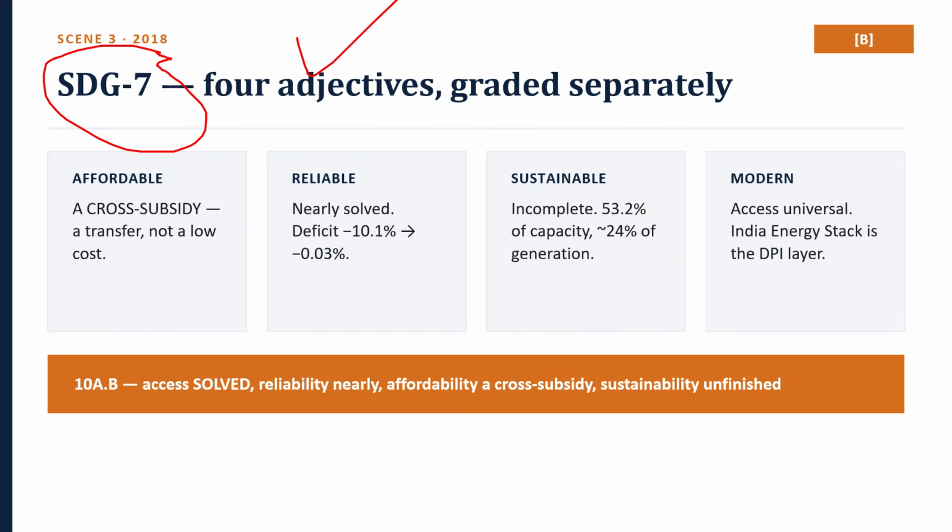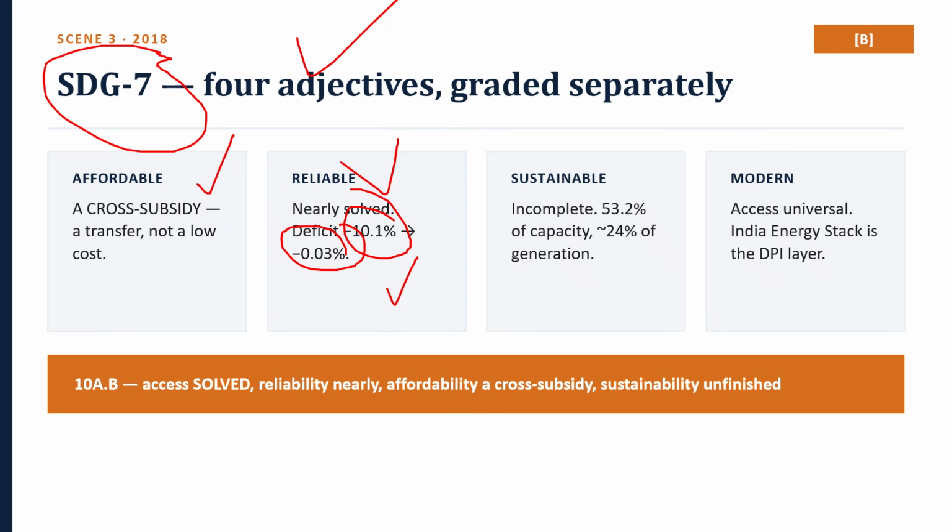The second one, reliable. Very nearly solved, and the numbers are startling. The energy deficit fell from minus 10.1% in 2009-10 to minus 0.03%. Peak deficit from minus 12.7% to minus 0.01%. A country that could not meet a tenth of its demand 15 years ago now meets essentially all of it. So it is the strongest single fact in the scene, and it is rarely taught.